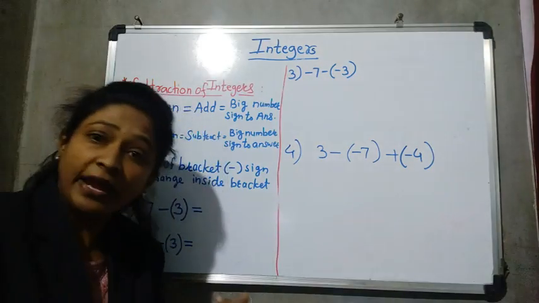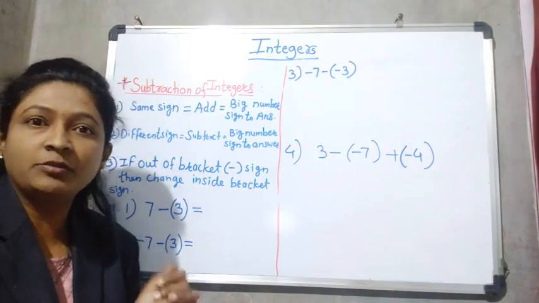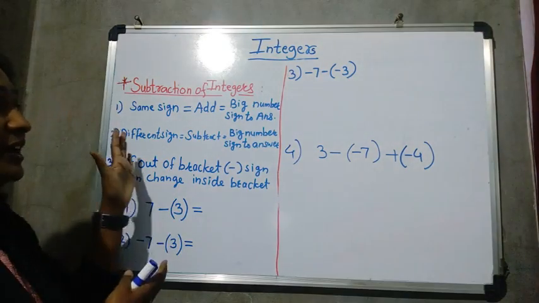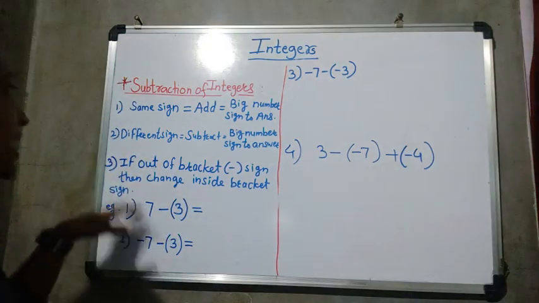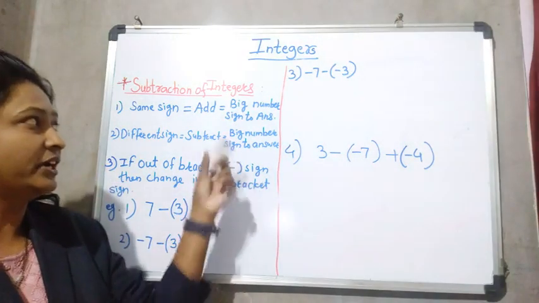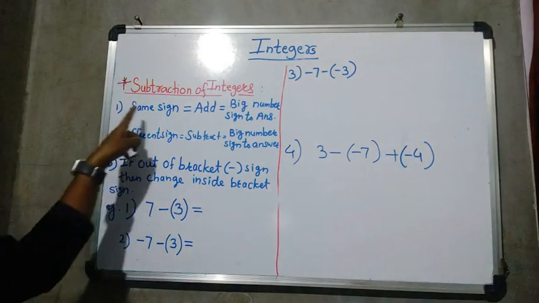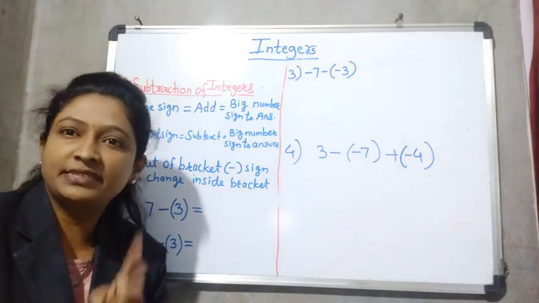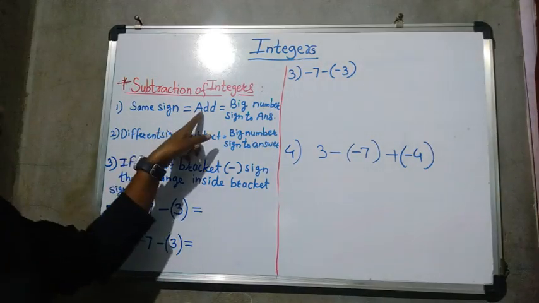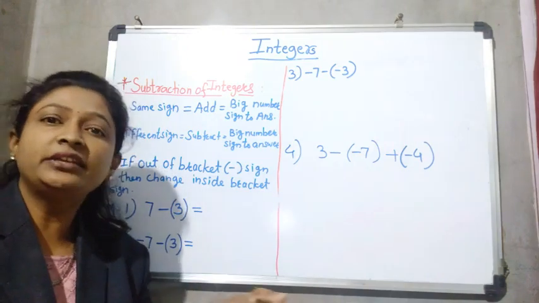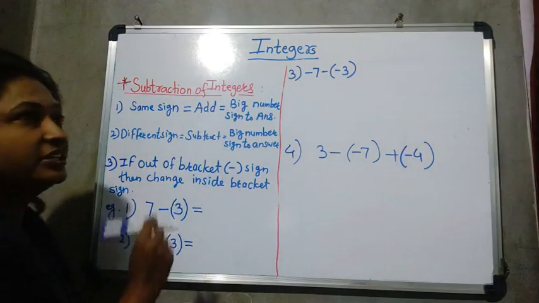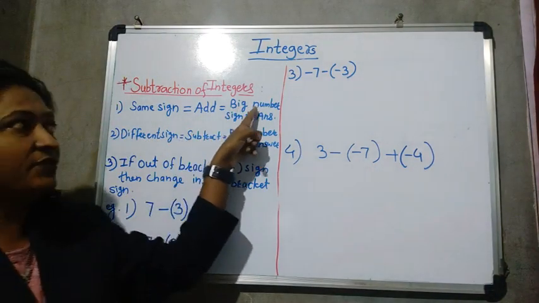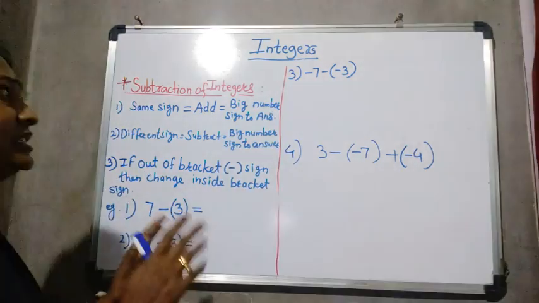See, as I told you, addition and subtraction have the same rules. These two rules are the same for addition and subtraction, so please learn them by heart. Only the third rule is different in subtraction. What is our first rule? If two numbers have the same sign, we have to add the integers. Even if the question says subtract, if both numbers have the same sign, we have to add. And for the answer we give the sign of the bigger number. Always remember this rule.